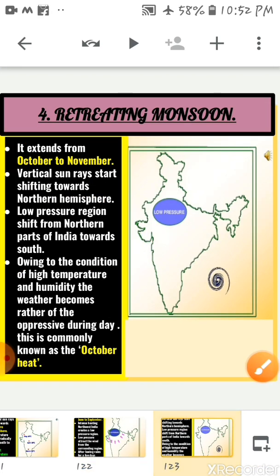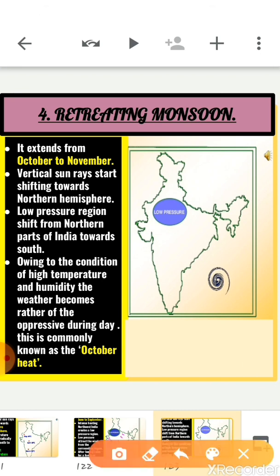Now next we learned retreating monsoon. Retreating monsoon extends from October to November, and at that time the vertical sun rays start shifting towards the southern hemisphere, right? So the low pressure region shifts from northern parts of India towards the south, and owing to high temperature and humidity, the weather becomes oppressive during the daytime. This is known as the October heat. So this is what we discussed in the previous video.